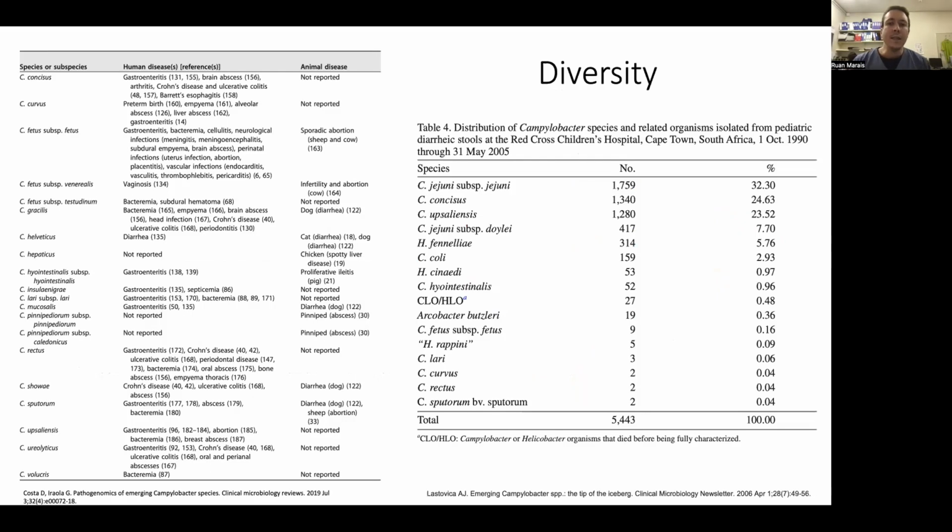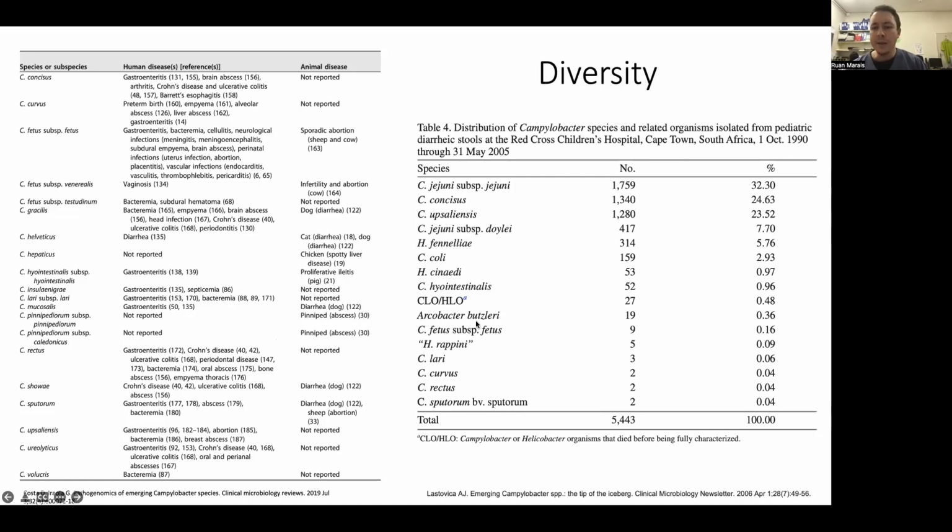So there's significant diversity. It's not just Campylobacter jejuni. On the left, you can see the significant list of other species which have had case reports and small case series with various associations, notably Campylobacter fetus subspecies fetus, which is often associated with bacteremia, and then a whole list of others which have specific associations. For example, one species is associated with gastroenteritis specifically, which is often reported in dogs.